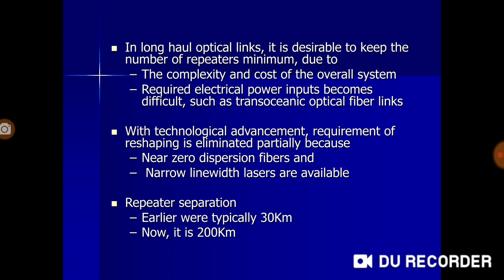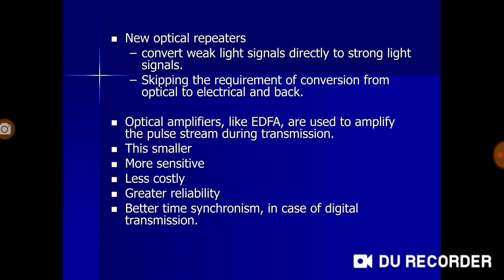Because we don't need all these things and there are advancements in the technology, earlier the repeater spacing, that means the distance between two repeaters required, was 30 kilometers. Every 30 kilometers we needed to place a repeater, but now it is 200 kilometers. So you can imagine the number of repeater requirements has reduced, and that is desirable.